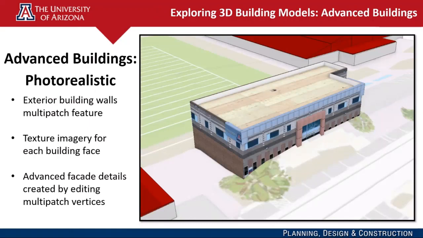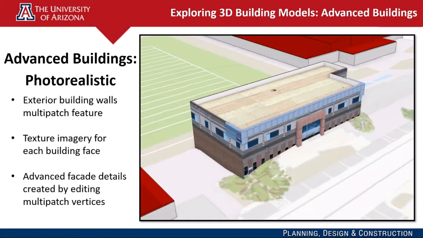Then the third category is advanced buildings, and there are two types of advanced buildings that I looked at. This is an example of the CATS Academic Center on campus as a photorealistic building. What I'm really excited about with photorealistic buildings is that it has a ton of far-reaching possibilities. You can use this for all kinds of purposes, like integration in web apps. It could be used in virtual reality.